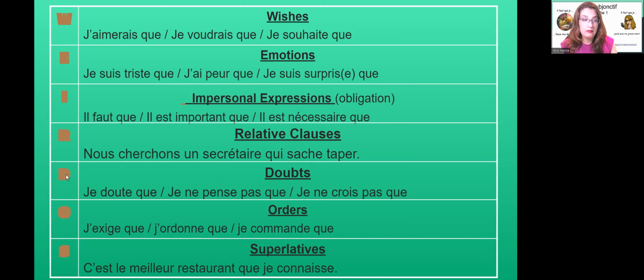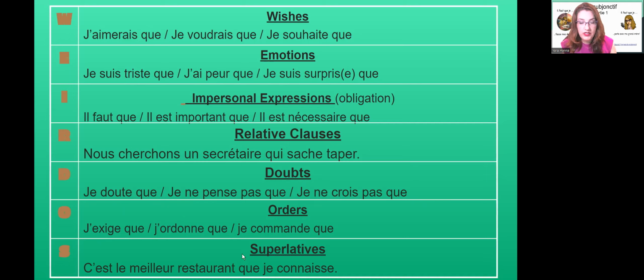D is for doubts, I'm sorry. Je doute que, je ne pense pas que, je ne crois pas que, I doubt that, I don't think that. So penser and croire are kind of synonyms. O is for orders. J'exige que, I require that. J'ordonne que, I order that. Or je commande que, I command that.